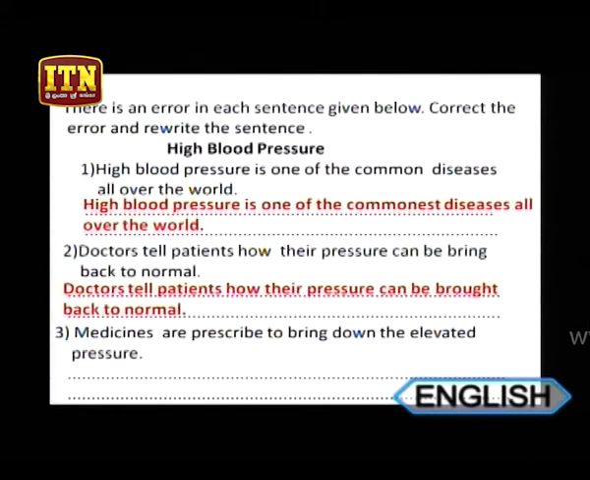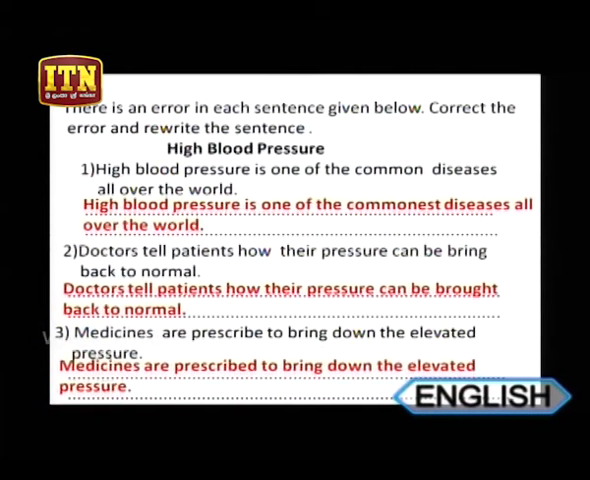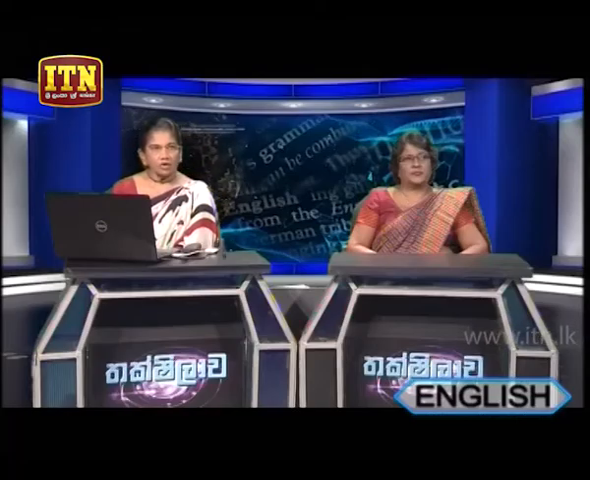Medicines are prescribed to bring down the elevated pressure. Medicines are prescribed. Now, this is a passive voice sentence. You know the method of constructing a passive voice sentence. Medicines are, then how do you use the verb? Prescribed. It has to be the participle form of the verb. Prescribed to bring down the elevated pressure. Now, it's very easy, isn't it, Chitra? Yeah. The only thing is you have to read it. You have to concentrate and read it.